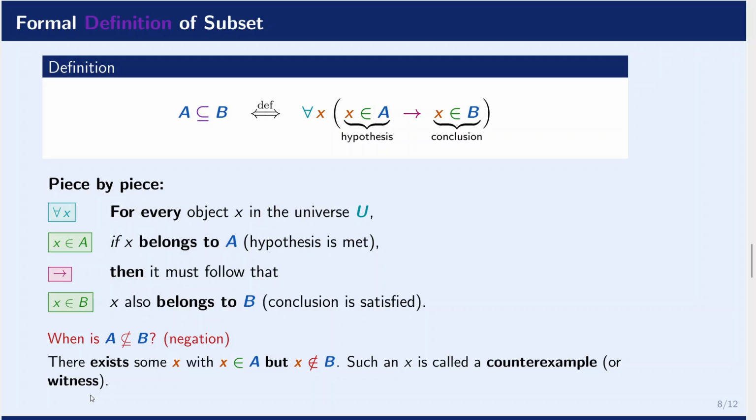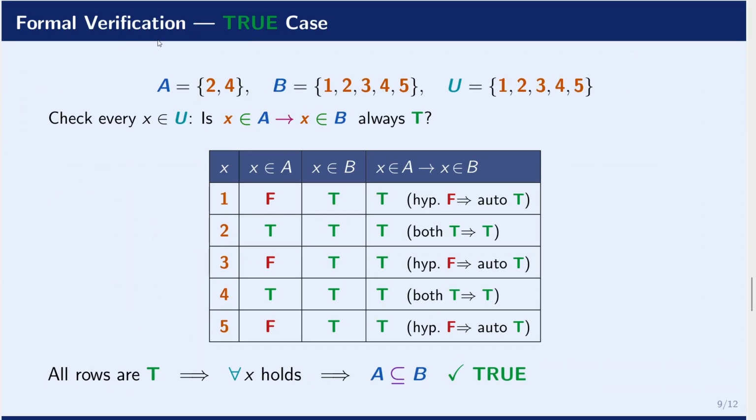Let us look at a formal verification for a completely true case. We have set A containing the numbers 2 and 4. Set B contains 1, 2, 3, 4, and 5. Our universal set U also contains 1, 2, 3, 4, and 5. We need to check every element x in our universe U to see if the statement, if x belongs to A, then x belongs to B, is always true. Let's slowly go through the table row by row for each element in the universe.